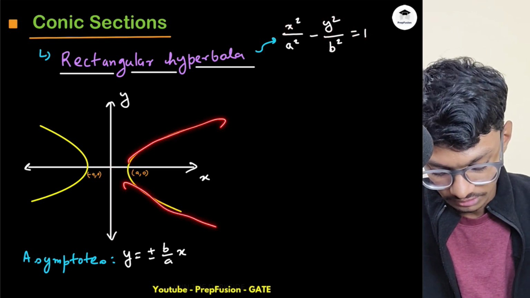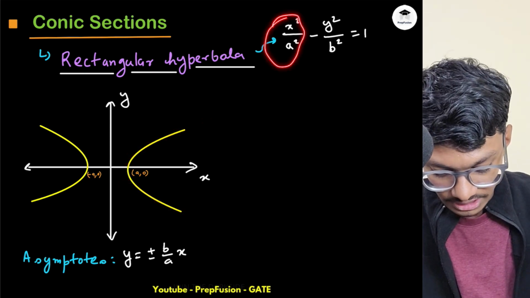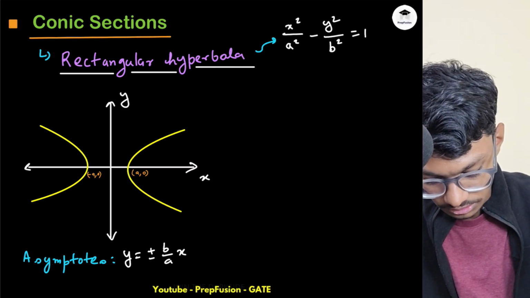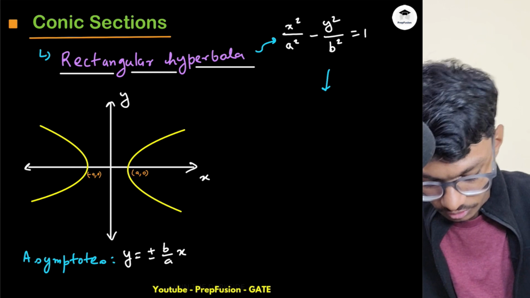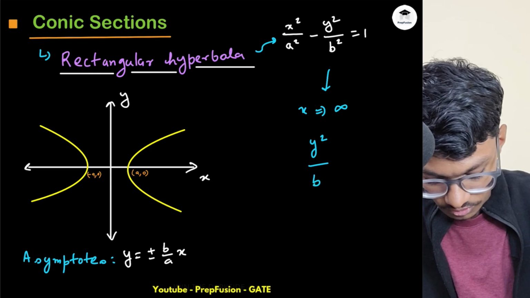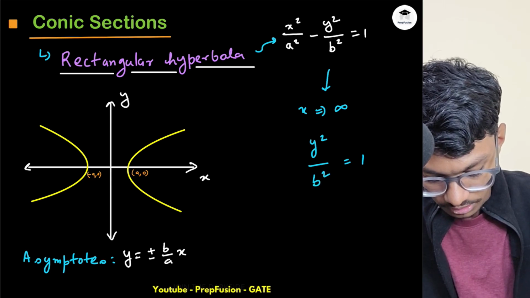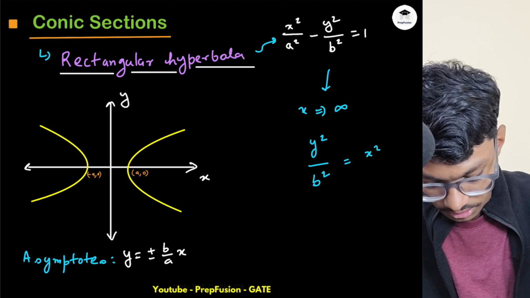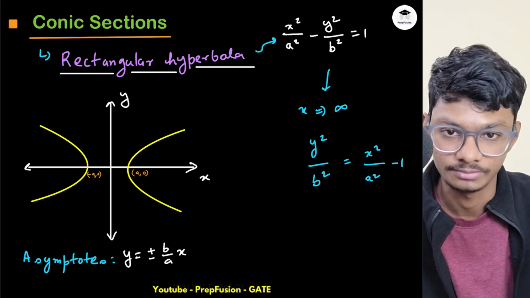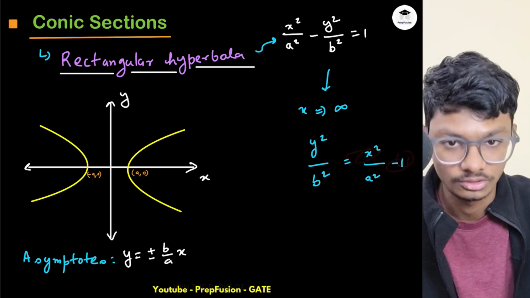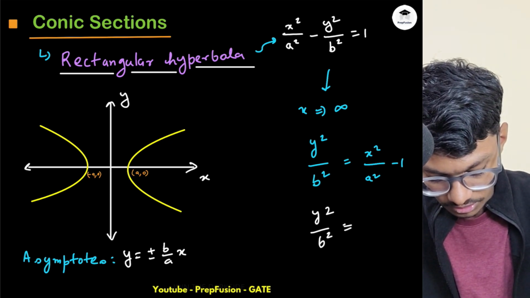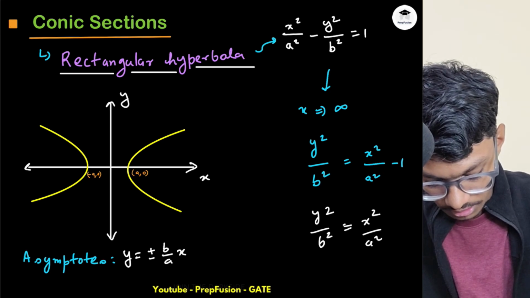Why are we going towards infinity? Because if I make x infinity, what will happen? So x is very high, x is tending towards infinity. I can write this function as y square by b square equals x square by a square minus 1. If x is very high, tending towards infinity, this 1 doesn't matter, so I can ignore it. So basically my y square by b square will simply be equal to x square by a square.